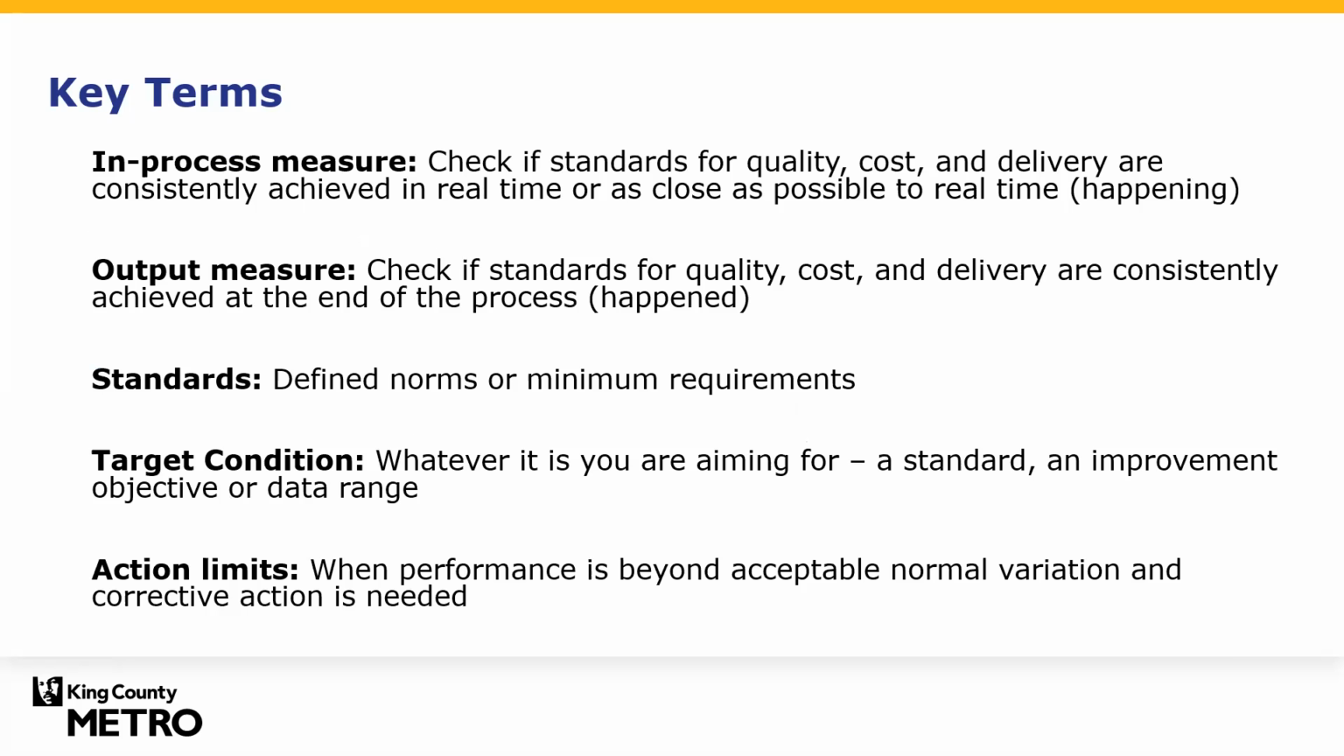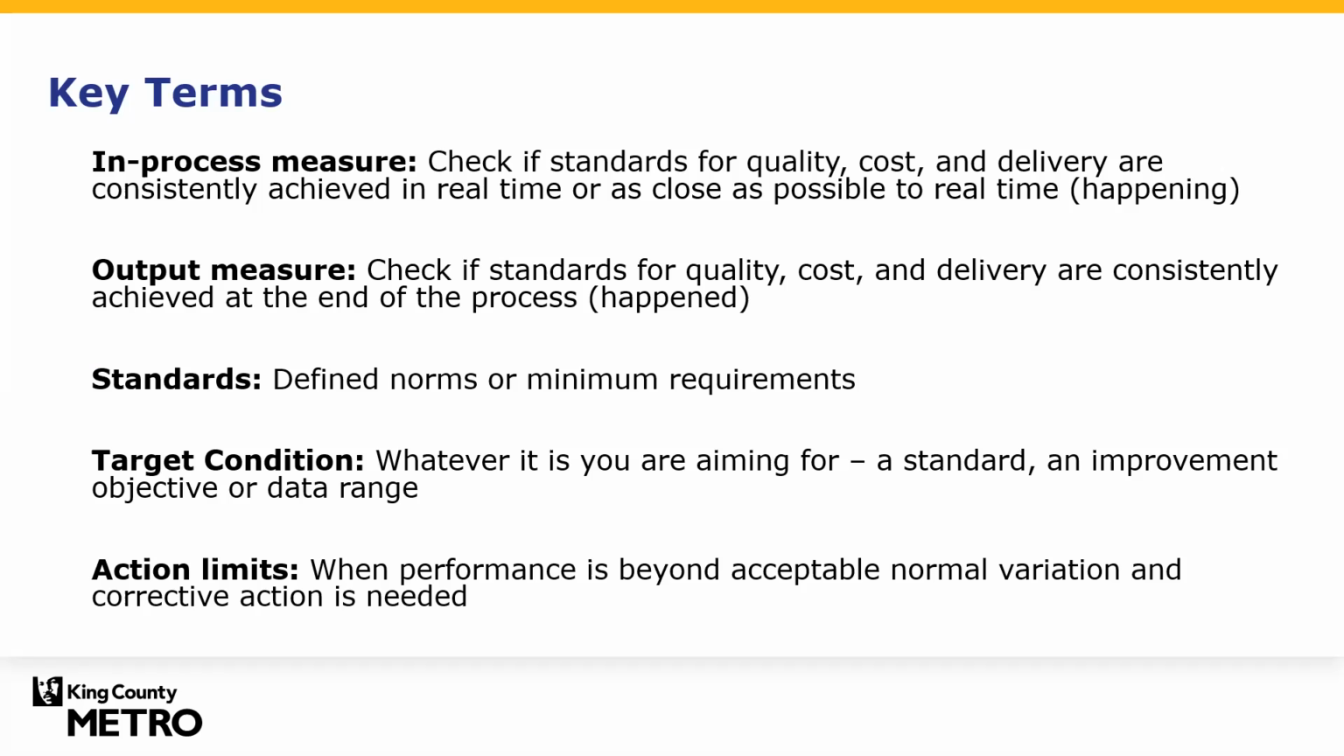Now, let's look at some key terms that you should be aware of. In-process measures check if standards for quality, cost, and delivery are constantly achieved in real time or as close to real time as possible. See, these measurements are happening and you still have time to make adjustments before the outcome. Now, the output measures check to see if standards for quality, cost, and delivery are constantly achieved at the end of the process. So these measures have already happened and the process has been completed.